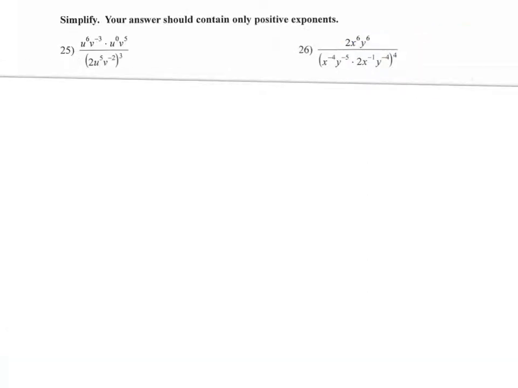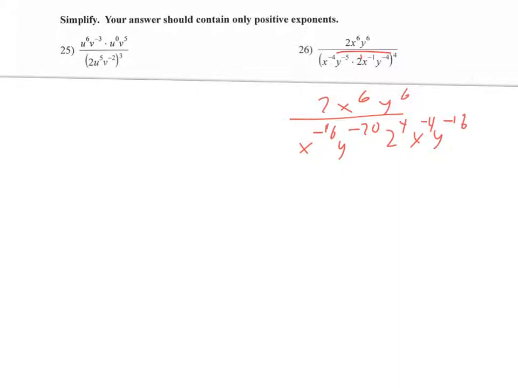All right, next up I got number 26 here. So for this one, I got to send the 4 in to the bottom since that's where the parentheses are. I need to remember that that 2 is really for the first power. So these all multiply down here. So I got x to the negative 16th, y to the negative 20th, 2 to the 4th, x to the negative 4, y to the negative 16. I'm going to keep these guys the same.